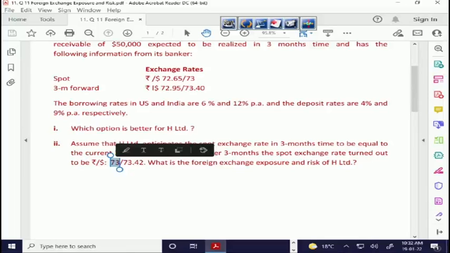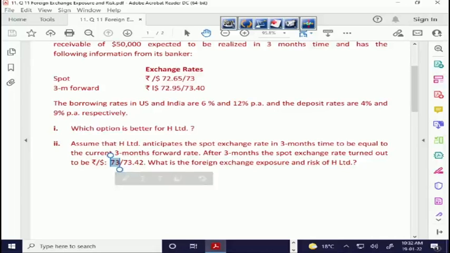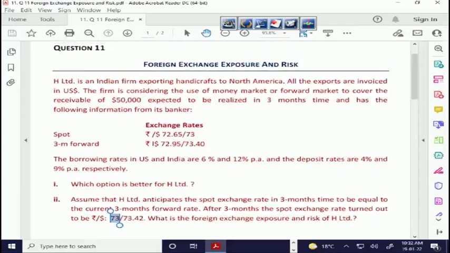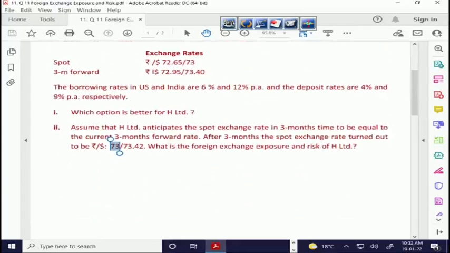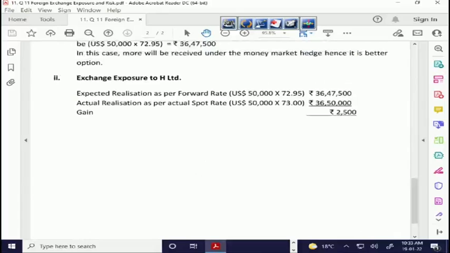So they have simply done that: 72.95 to 73. 0.05 is the unanticipated change in exchange rate. That 0.05 multiplied by 50,000 is 2,500. So 2,500 rupees is the foreign exchange exposure and risk, the part due to the unanticipated change in exchange rate. So 73 minus 72.95, the whole into 50,000, is 2,500. Okay, that is the foreign exchange exposure and risk.